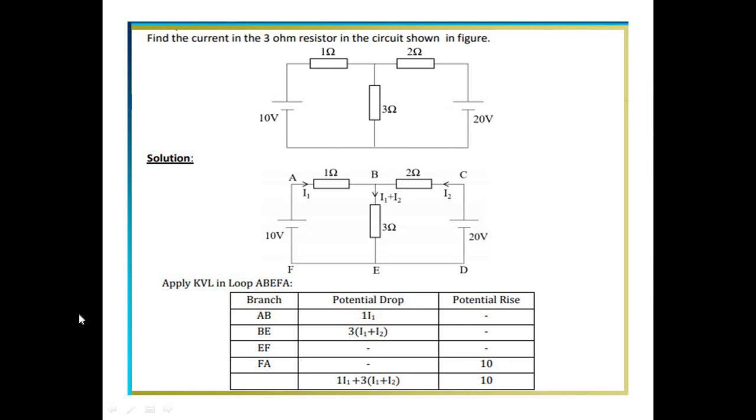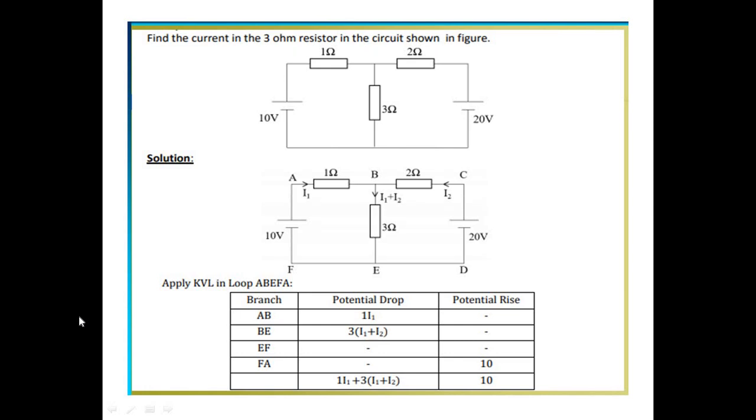Good morning. Today we are discussing a Kirchhoff's law problem. Find the current in the 3 ohm resistor in the circuit shown in the figure. The figure has a 10 volt voltage source and a 20 volt voltage source, with 1 ohm, 2 ohm, and 3 ohm resistors connected.